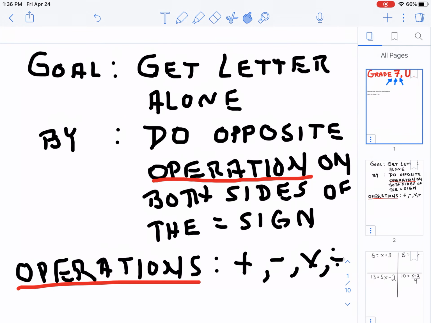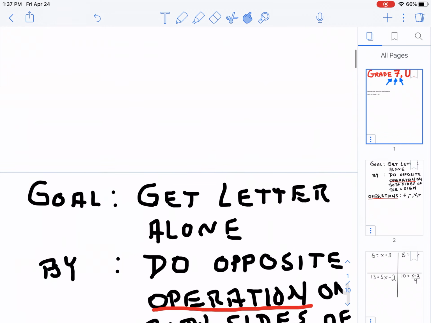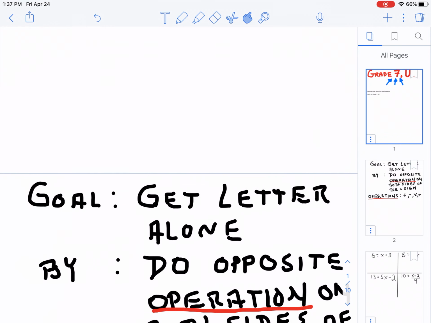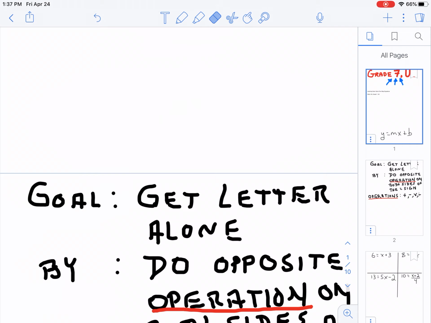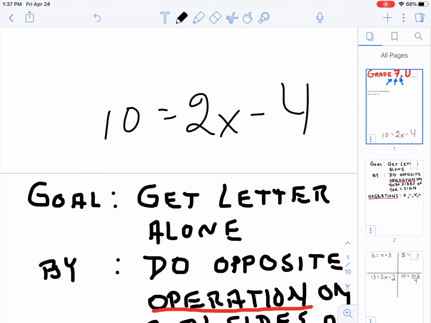So when we're solving two-step equations, a two-step equation might look something like y equals mx plus b, but with numbers in it. So it might look something like 10 equals 2x minus 4. That's the kind of equation we're going to be looking at.